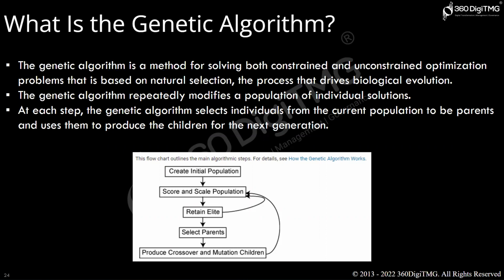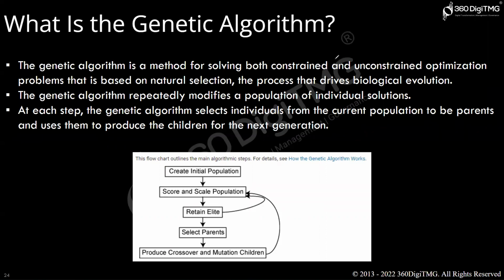So genetic algorithm repeatedly modifies a population of individual solutions. At each step of the genetic algorithm, we are going to select individuals from the current population to be parents and use them to produce the children for the next generation.